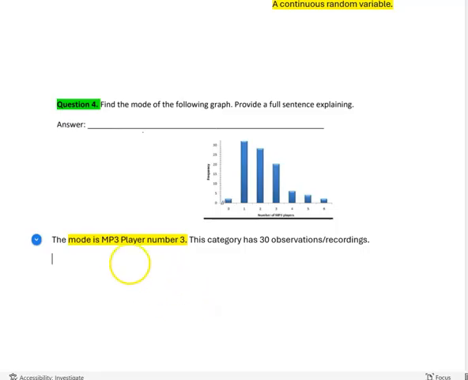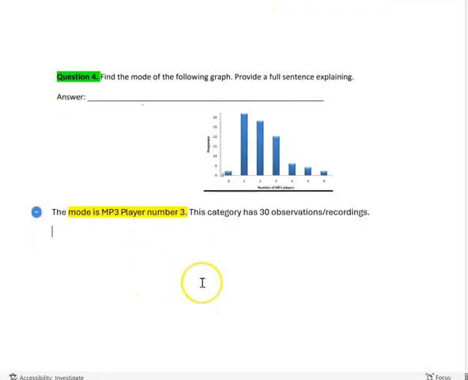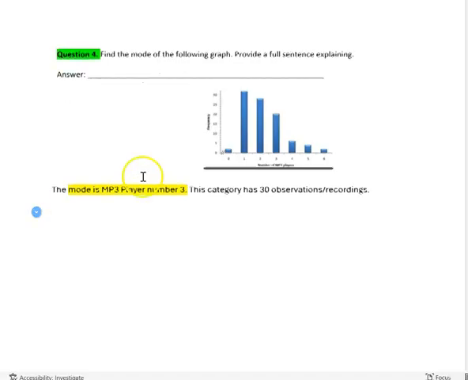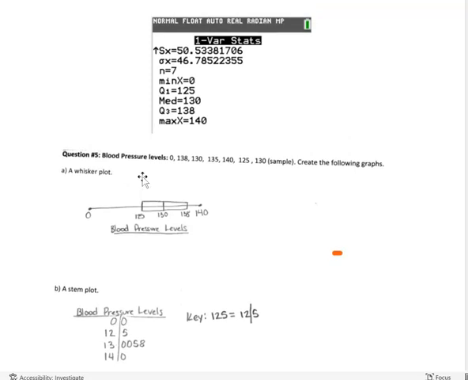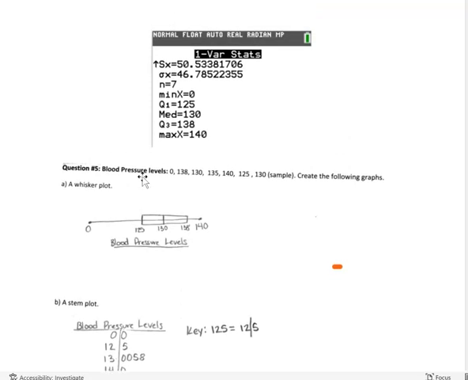And that's pretty much it on this one. And this is because of the title of the data set. These represent categories. So in that case, the one that has the most frequency would be the tallest, which will be 30.